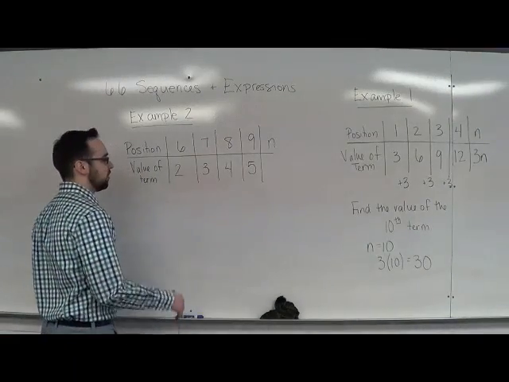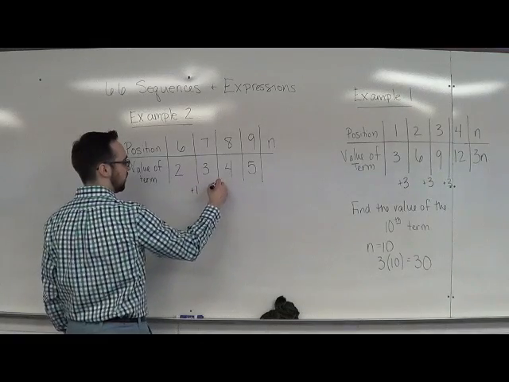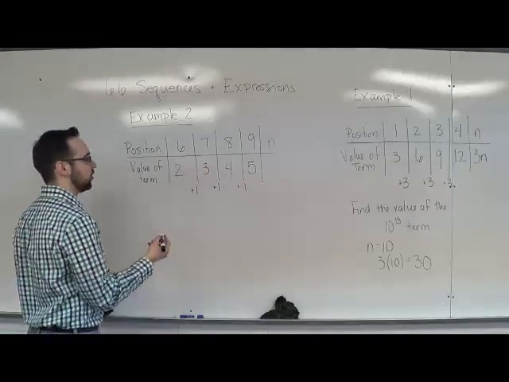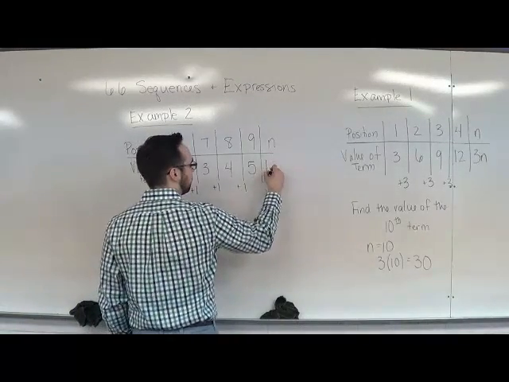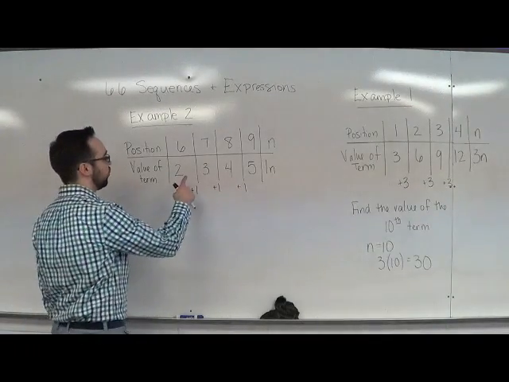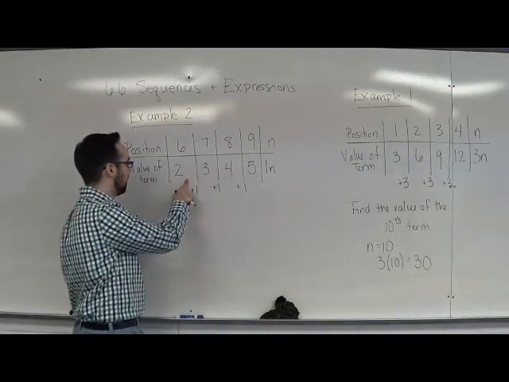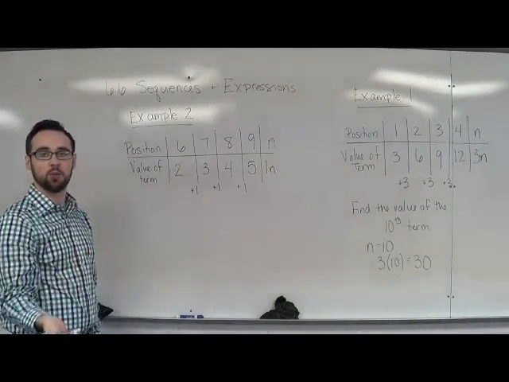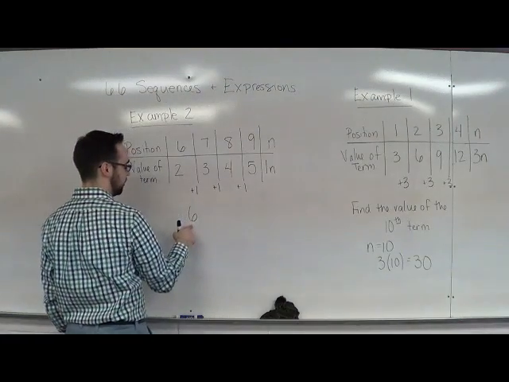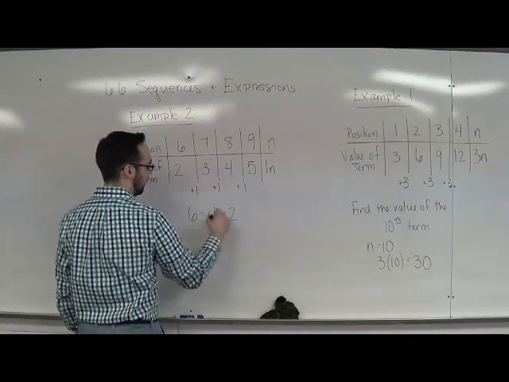So this time, what am I adding every time? Well, we're adding 1 each time. So that doesn't really give me too much, because all that tells me is I'm going to have 1n. But something else is happening here, because if I just put in 1 times 6, I don't get 2, do I? What do I get? I should get a 6. What have I done here? We took 6, because it's position 6, and we subtracted 4 to get 2.